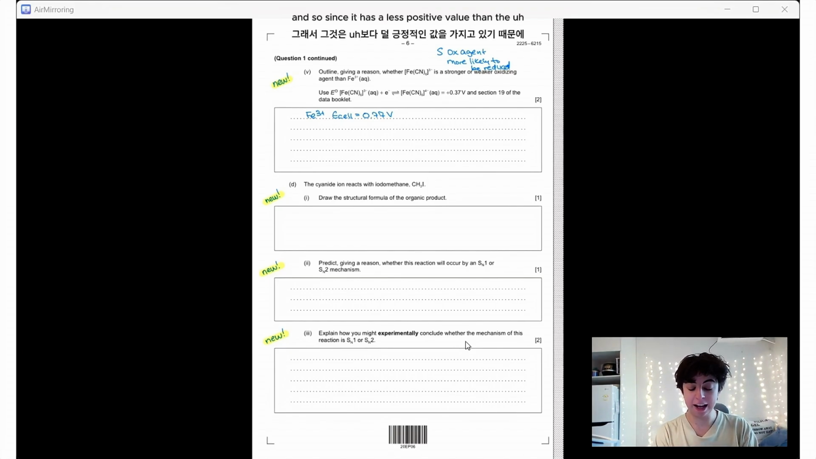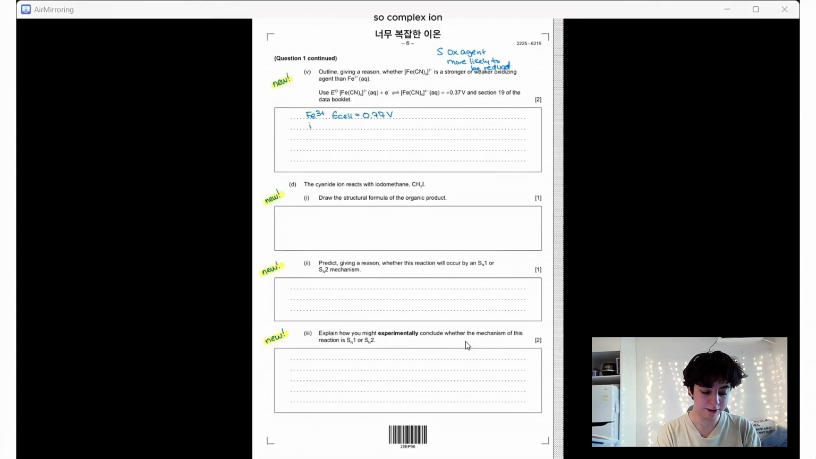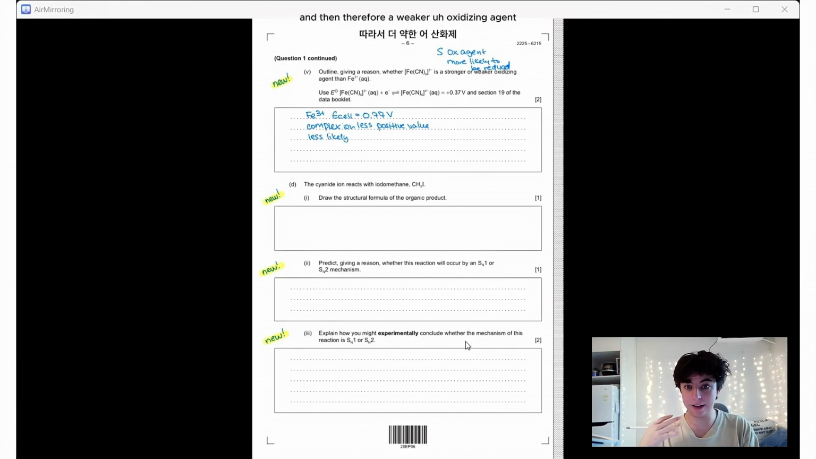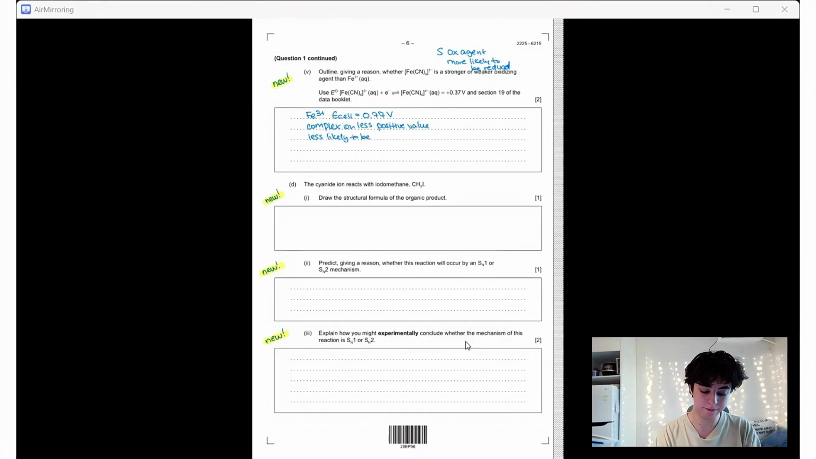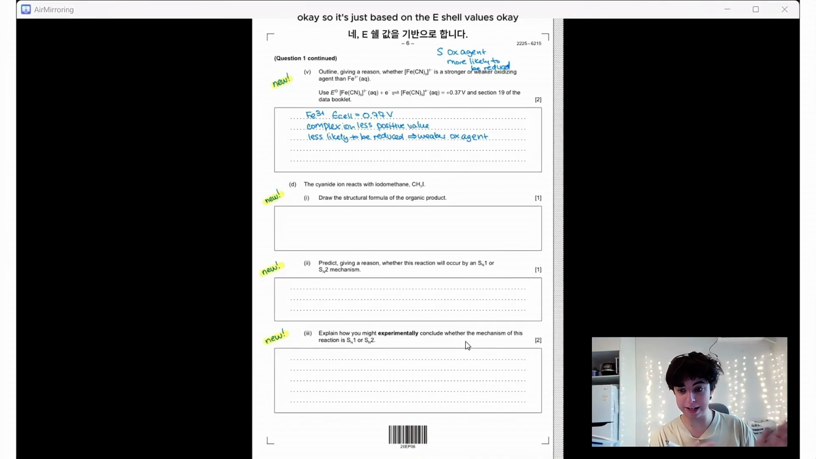And so since our complex ion has a less positive value than Fe3+, which essentially just means that it is going to be less likely to be reduced, and therefore a weaker oxidizing agent. Okay, so it's just based on the E cell values.